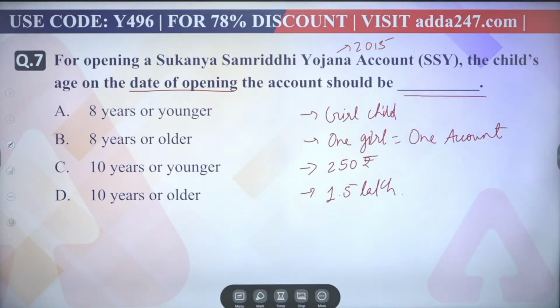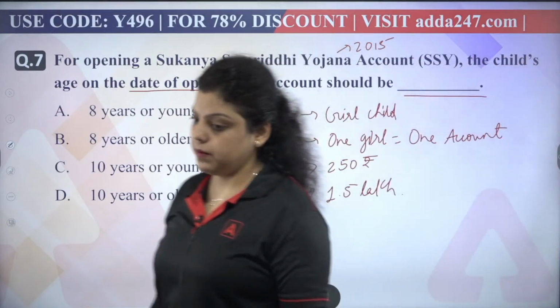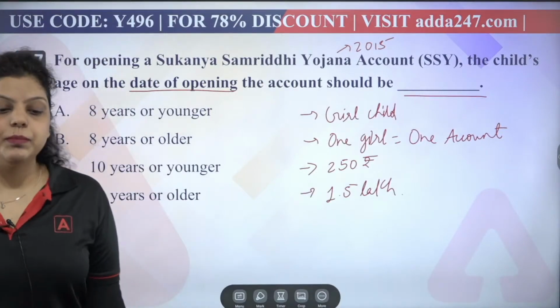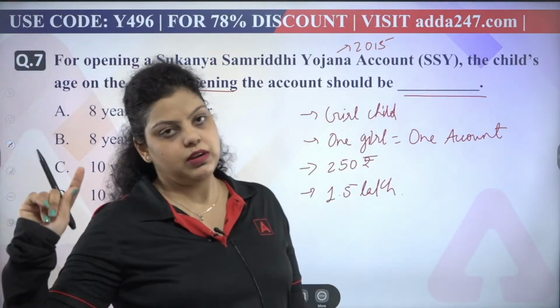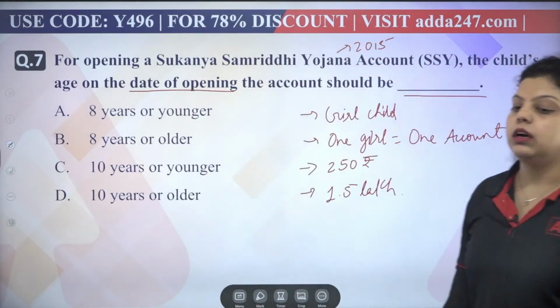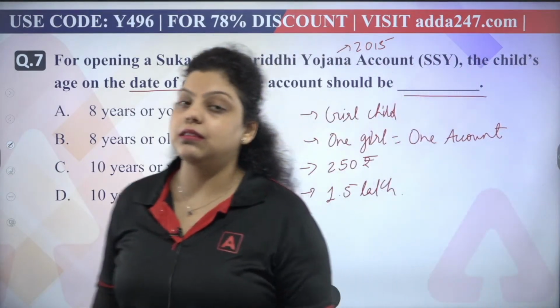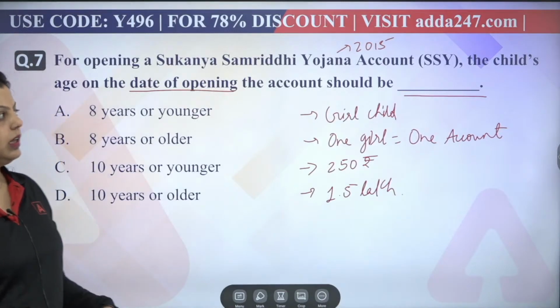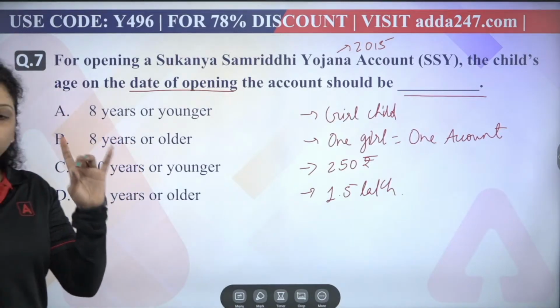Now, which of the following is the right answer? What should be the age of the girl child? This scheme was introduced under the Beti Bachao Beti Padhao campaign to save and educate the girl child. The parents or legal guardians have to maintain an account in the name of the girl child. One girl should have only one account.